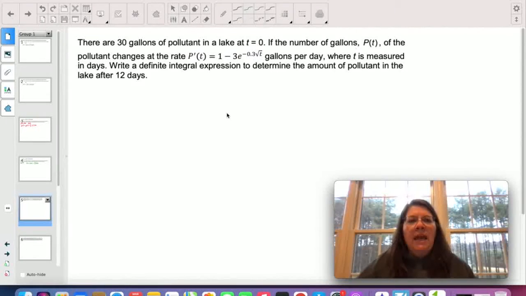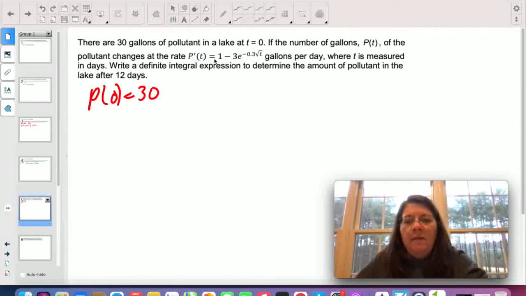They gave us the initial condition, so 0, 30 is our first ordered pair. We're using p of t, so p of 0 equals 30. We know that this equation represents the rate of change, and they want us to determine the amount of pollutant in the lake after 12 days. So they want us to find p of 12. Well, that's one endpoint. This is the other endpoint. This is the rate of change.